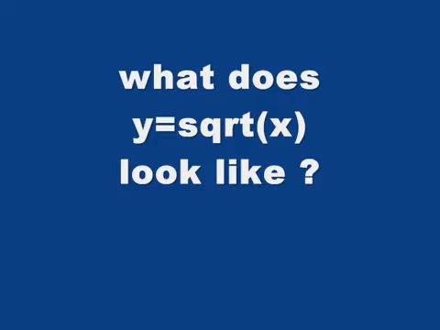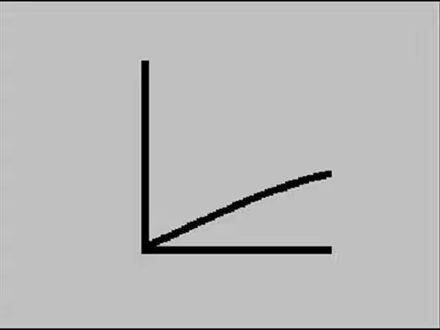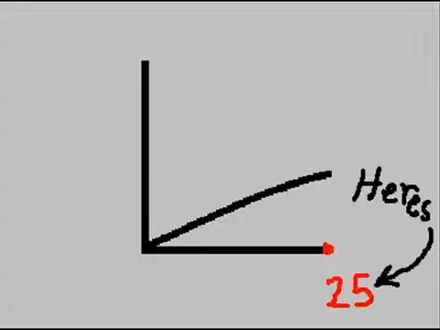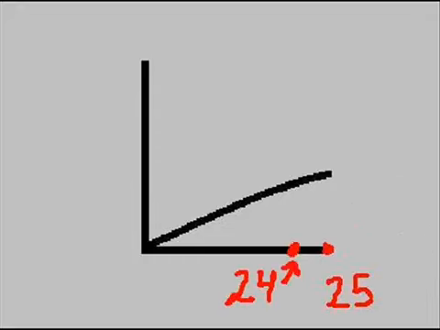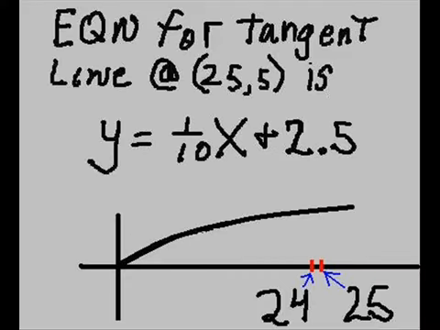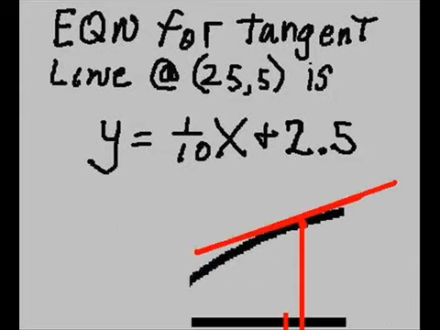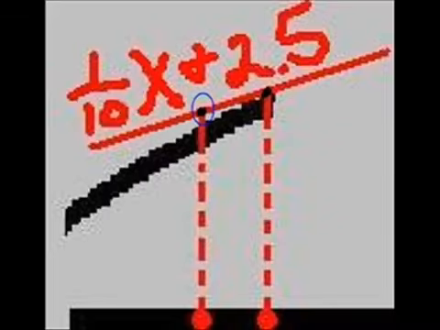What does y equals the square root of x look like anyway? It looks like this. And here's your 25. And here's your 24. Yes, 24. That's the guy we're so interested in. Okay, so far, the equation for the tangent line at 25, 5 is y equals 1/10 x plus 2.5. Now we draw the tangent line. Here's a close-up.